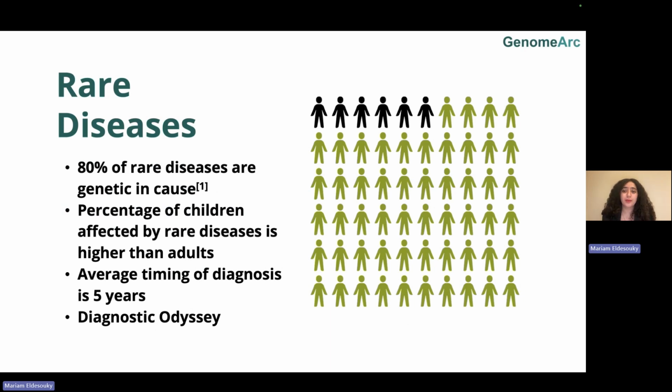So let me start with the main disease perspective that we're going to be talking from. That would be rare diseases. And rare diseases are 80% genetic in cause. They affect more children than adults, and the average timing of diagnosis is about 5 years. So you can understand how long and how painful the process is for the patients.